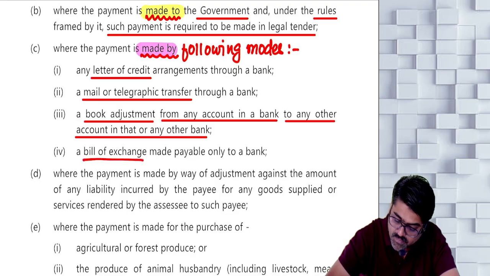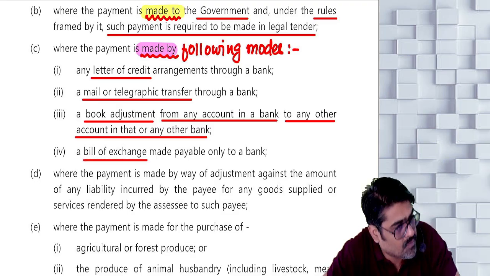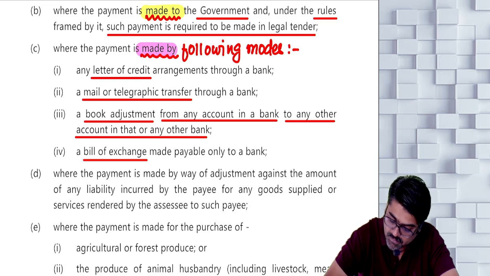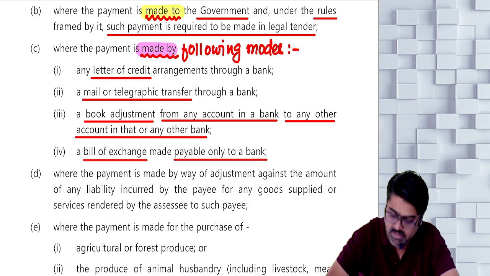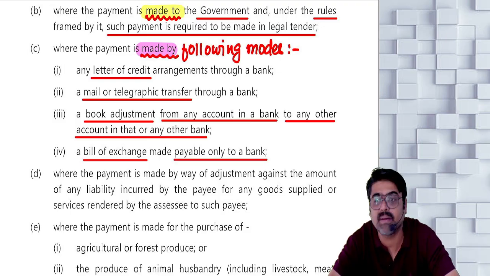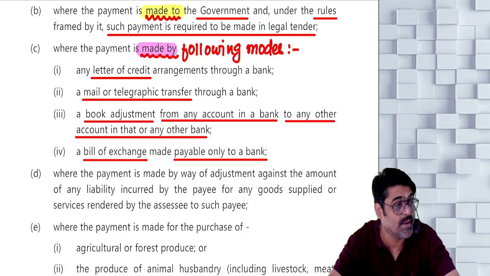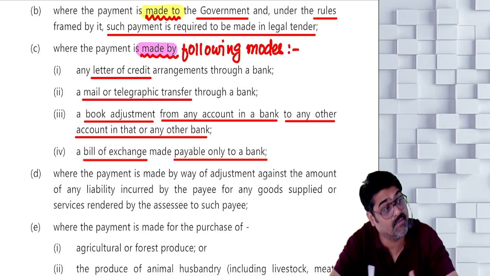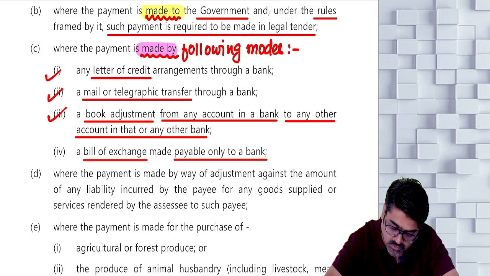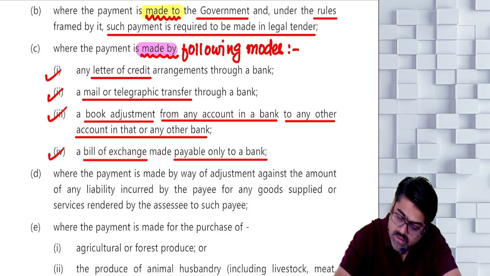Then payment through bill of exchange, made payable only to a bank. So payment through bill of exchange, and that bill of exchange is payable through a bank only. Only then that payment will be allowed as a deduction. So even if you are not making the payment through the prescribed modes, but you have made the payment through these modes, then also the payment will be allowed as a deduction. Mark this point, also important.